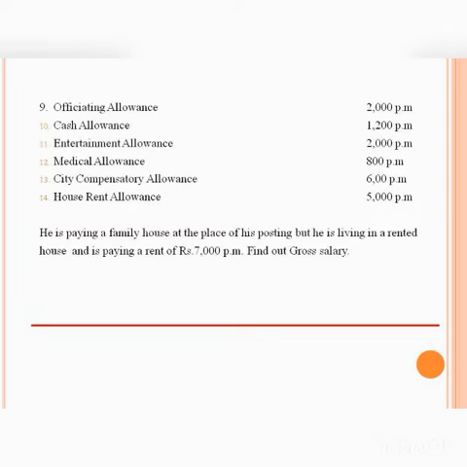Next, medical allowance, fixed medical allowance, fully taxable. City compensatory allowance, also fully taxable. And finally, house rent allowance. House rent allowance, you know how to do the exemption, right? Those 1, 2, 3 points, and then the least one you have to select, and then you have to subtract. Since you've already done two sums, by now you can do it.